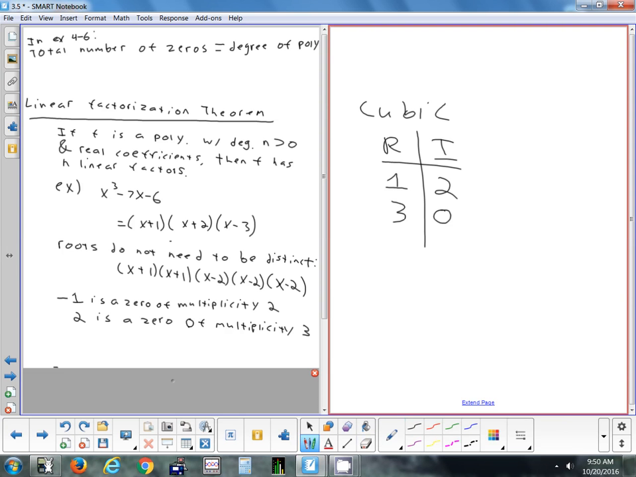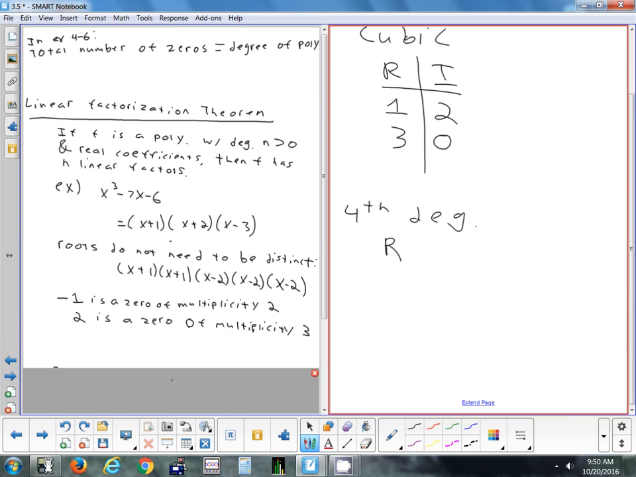Let's say I had, make up another one, a 4th degree polynomial. What are some scenarios I could have here for roots? 2 real, 2 imaginary. Sure, you could have 2 real, 2 imaginary. 4 and 0. Yep, you could have 4 and 0. Or 0 and 4. You could have 0 and 4.